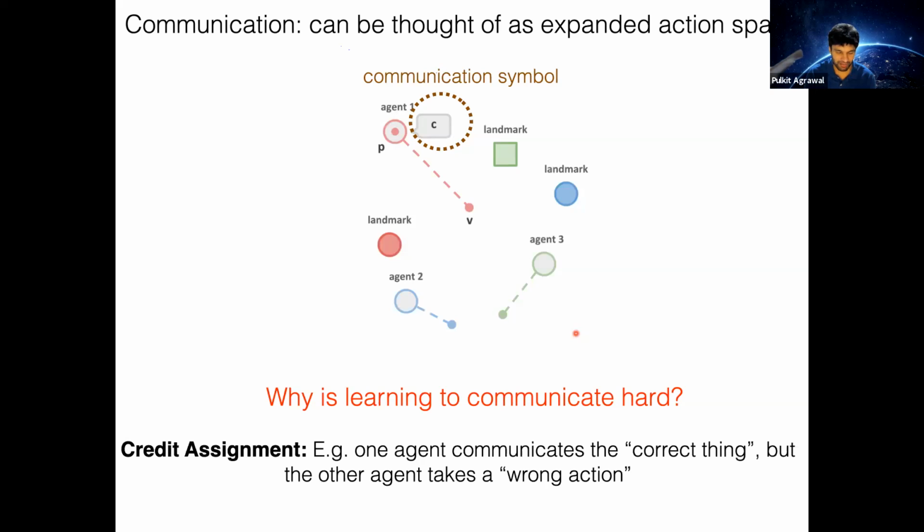So the problem is called credit assignment. Suppose I output a correct communication, but the other agent takes a wrong action. If I get the reward in the end, I don't know if my communication was incorrect or the action taken by the other agent was incorrect, which is a form of a credit assignment problem. And this really makes learning to communicate quite hard.